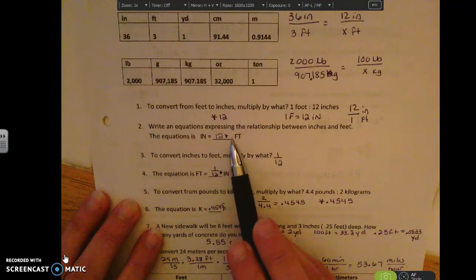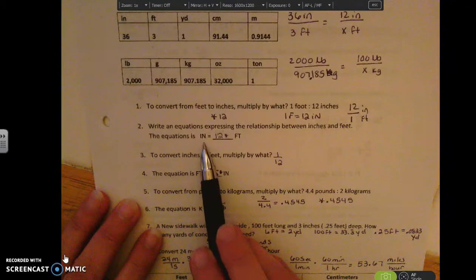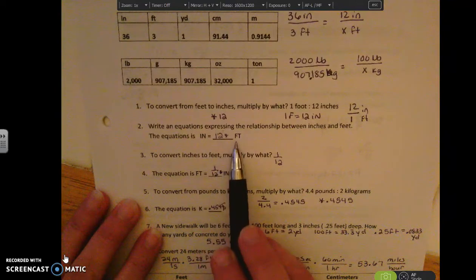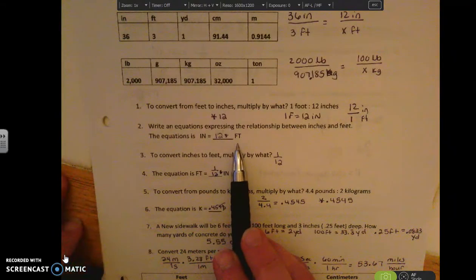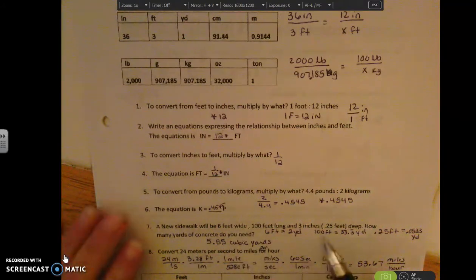Write an equation expressing the relationship between inches and feet. So the equation is inches is equal to 12 times feet. So if I have 1 foot, I have 12 inches. I have 2 feet, I have 24 inches.